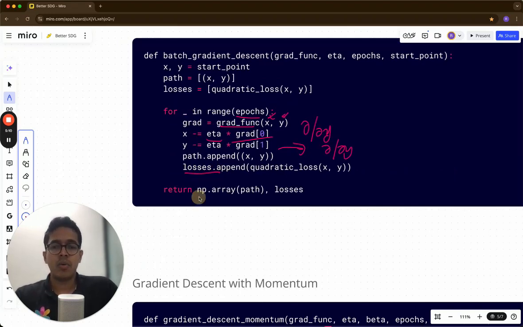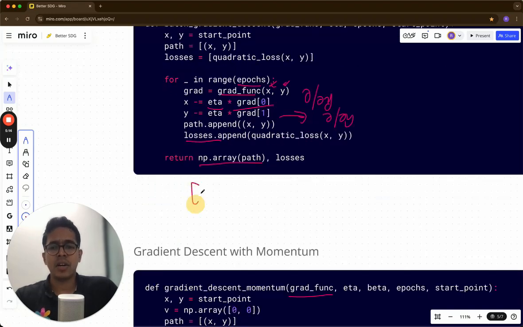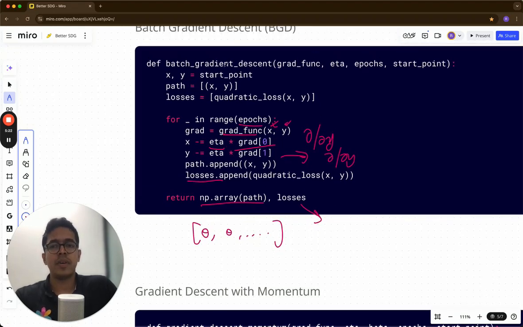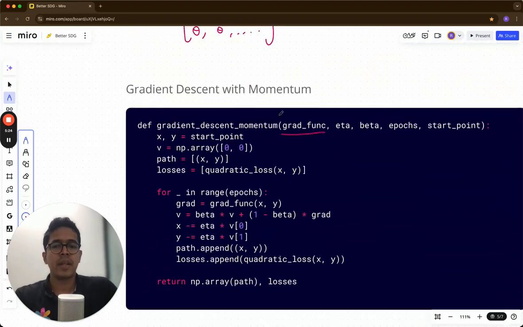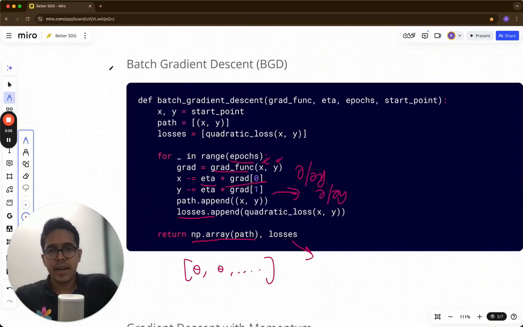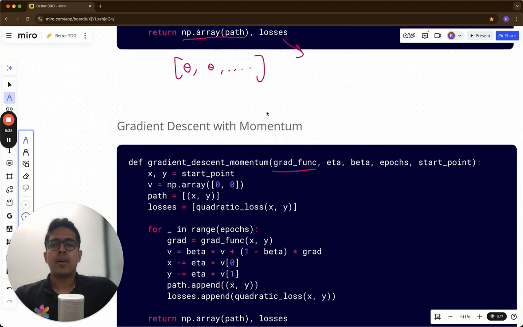And then we output the path, meaning the array consisting of theta at the first time step, theta at the second time step, etc. We are also returning the losses to wherever this function was called. So this is the normal gradient descent. We know this is the batch gradient descent, normal batch gradient descent or vanilla gradient descent. Now gradient descent with momentum is here.